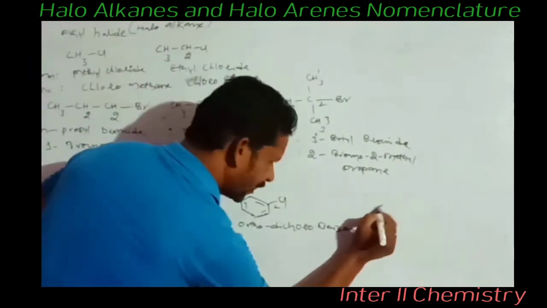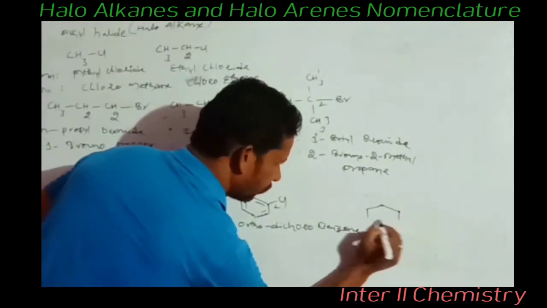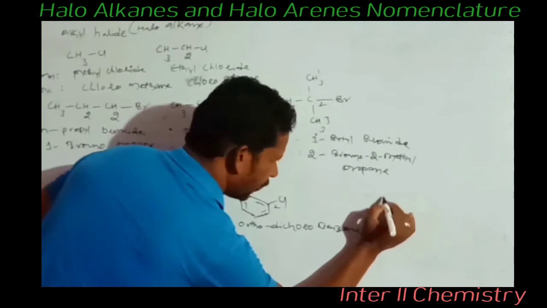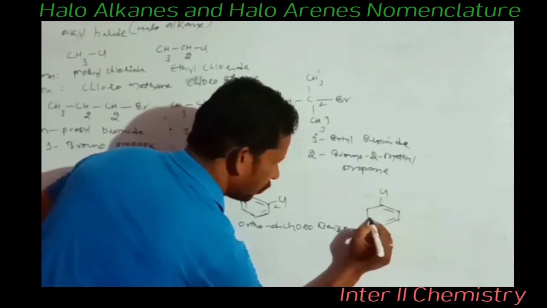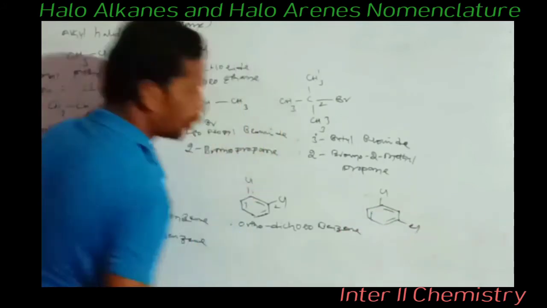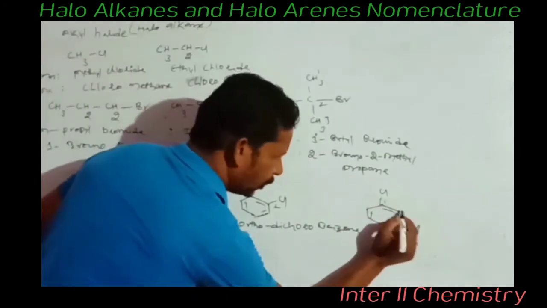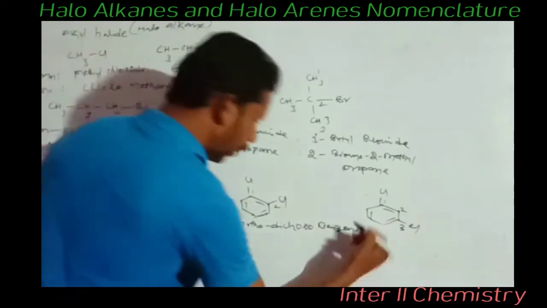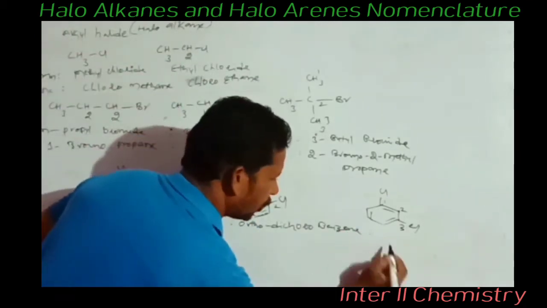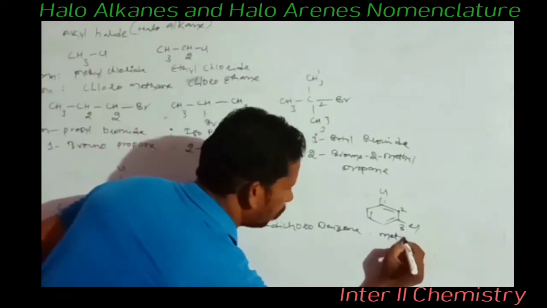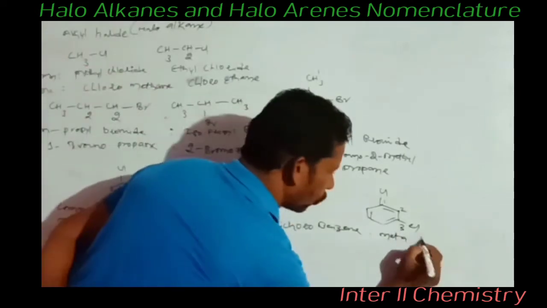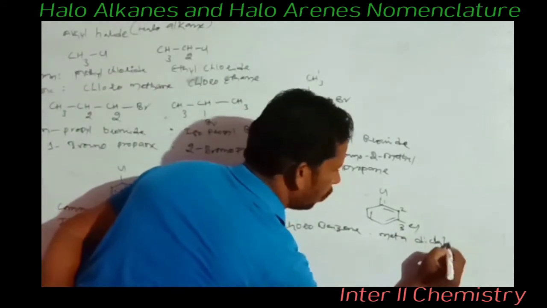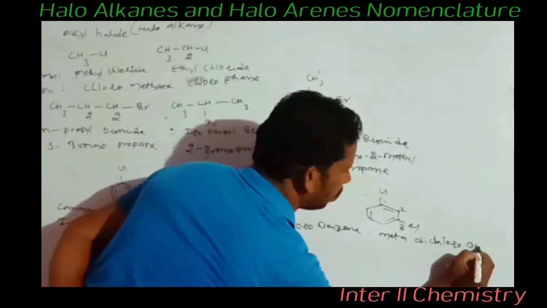In the same way, here is another one. Here it is chlorine and here also chlorine, so it is 1, 2, 3. That means the 1,3 position. What can we write here? Here it is meta-dichlorobenzene.